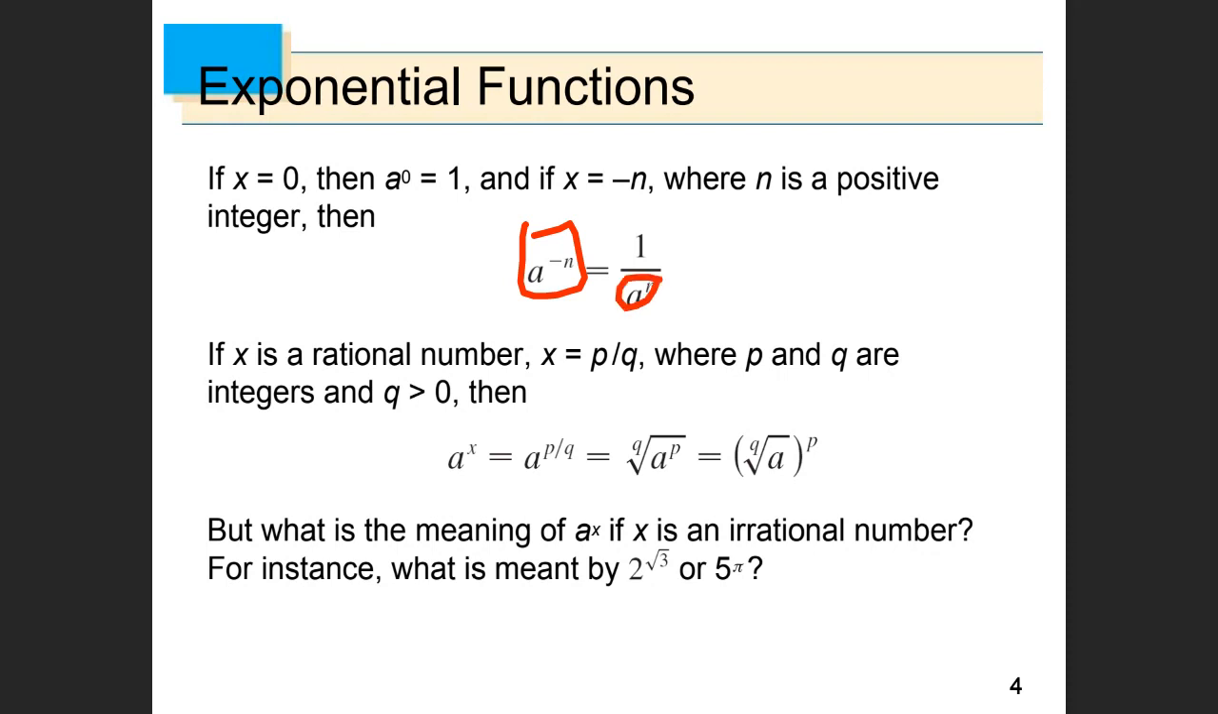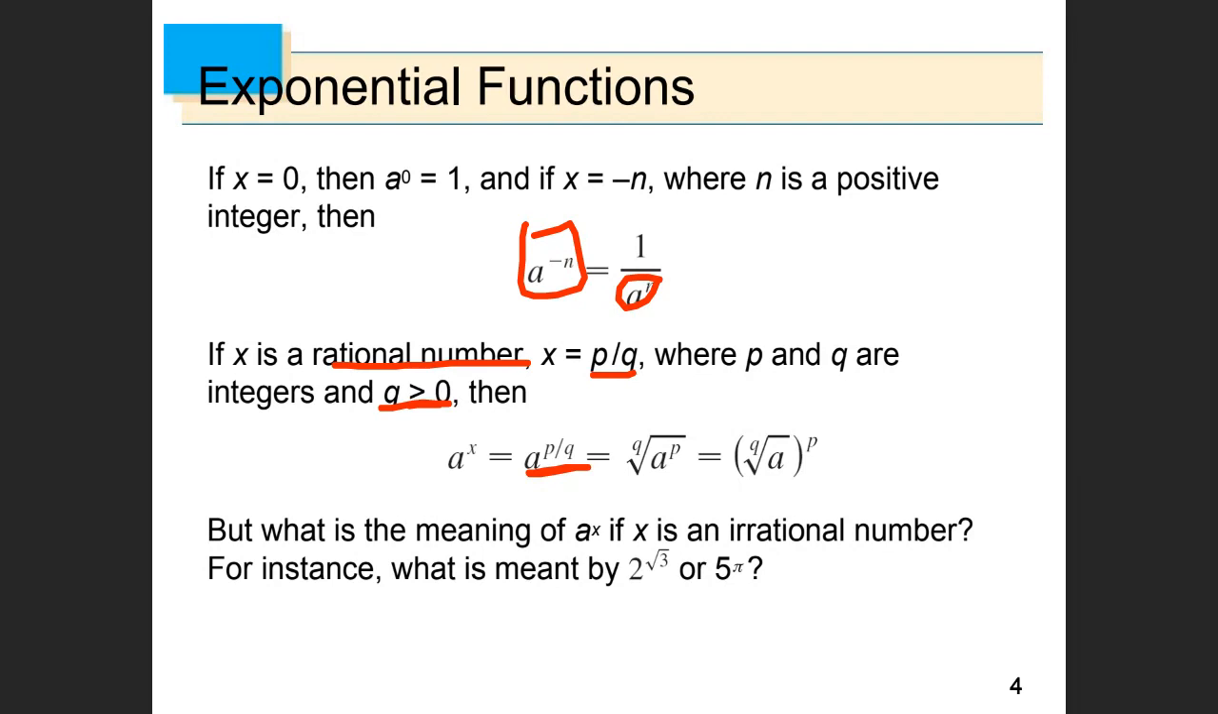All right. Now what happens when that exponent x is a rational number? Remember, a rational number by definition is p over q, where p and q are integers and q, in this case, we want it to be greater than 0. All right. So in that case, you have a to the power p over q. Now look at this carefully. A to the power p over q means the q-th root of a to the power p. All right, or you can say the q-th root of a all raised to the power p.